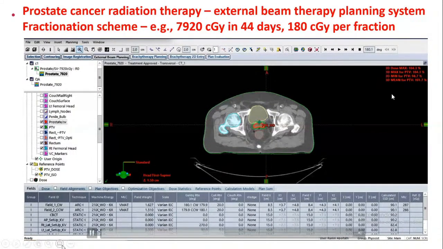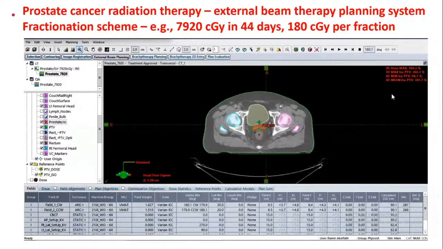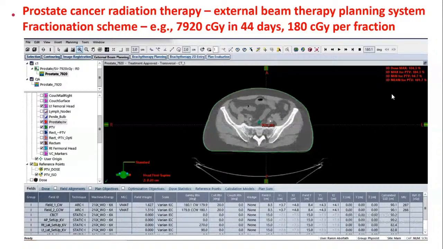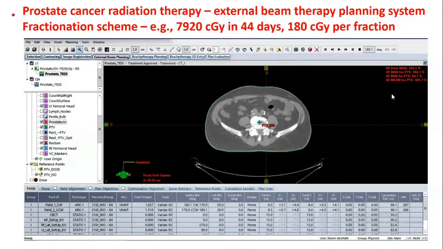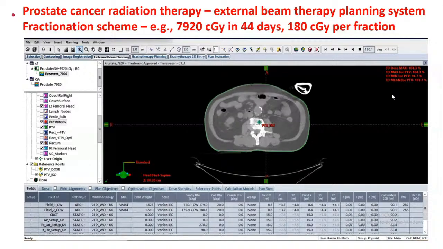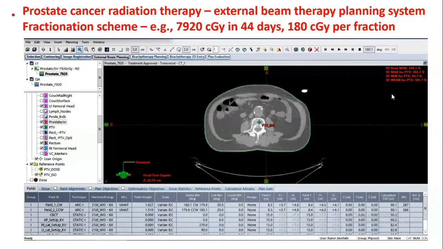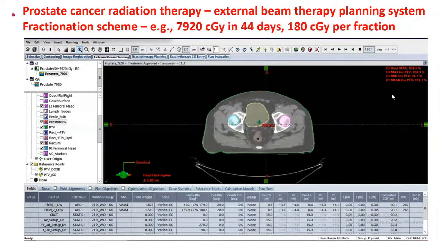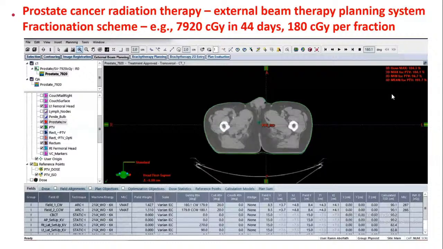So here you can see different organs, which is the bladder, prostate, and femoral heads, and bones, some parts of the bowel, and etc. So that, for example, the yellow is bladder, that green was prostate.